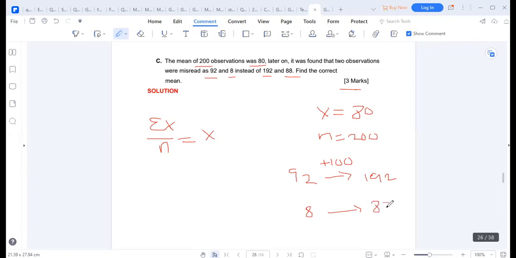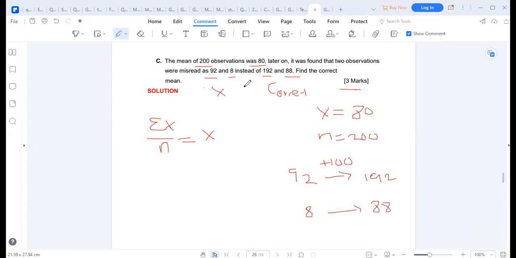$88. So we have 2 observations which are misread: 92 and 8. The actual correct figures are supposed to be what? 192 and 88. These ones are the wrong ones that we entered.